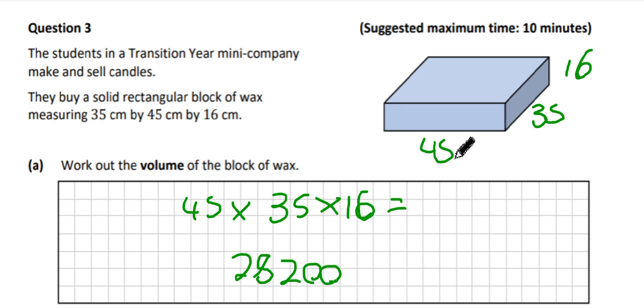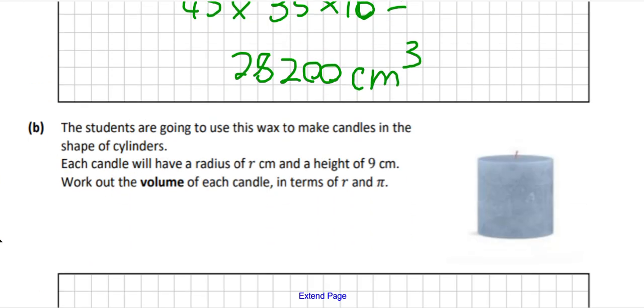What's the units? It's centimeters multiplied by centimeters multiplied by centimeters, 3 times. Centimeters cubed, because you multiplied them 3 times by each other. Okay. Students are going to use this wax to make candles in the shape of a cylinder. Each candle will have a radius of r and a height of 9. Work out the volume of each candle.